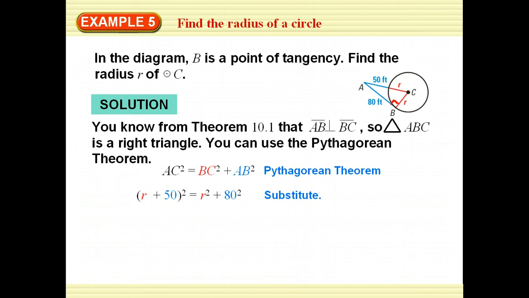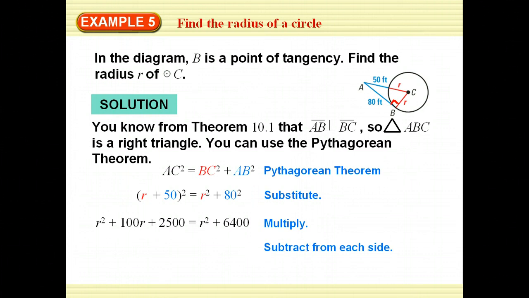So if you remember how to square a binomial, we will square the first term, twice the product of the two terms, so that's going to be r squared plus 100r, and then square the last term, or 2500. And on the other side, I get r squared plus 6400. Well, now I could subtract away r squared on both sides, and I'll go ahead and subtract 2500 from both sides, and I get 100r is equal to 3900. When I divide by 100, r is 39 feet. So the radius of that circle would be 39 feet.